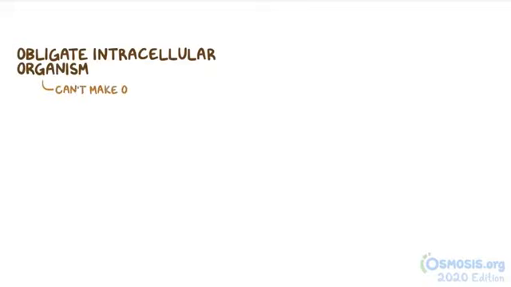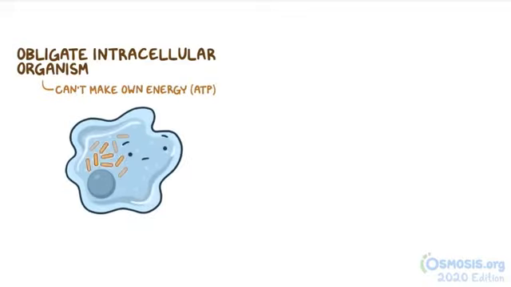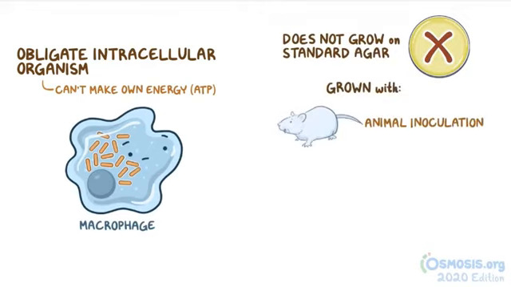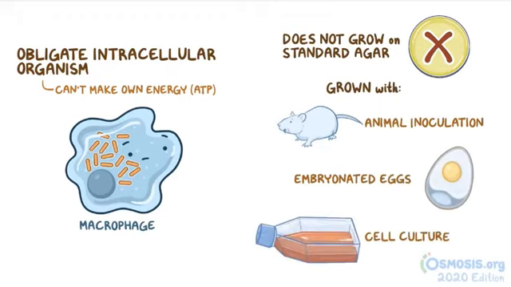Coxiella burnettii is also an obligate intracellular organism because it can't make its own energy in the form of ATP, so it can only replicate inside other cells like our macrophages. The bacteria does not routinely grow on standard agar plates, but can be grown using animal inoculation or can be cultivated in embryonated eggs or cell culture.